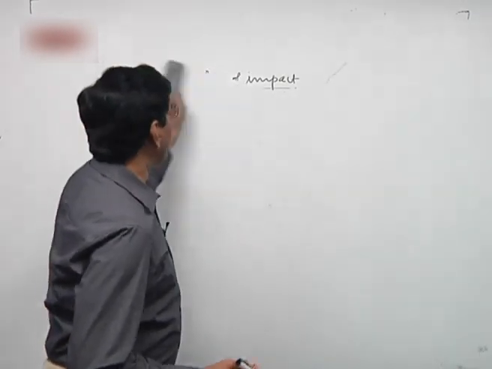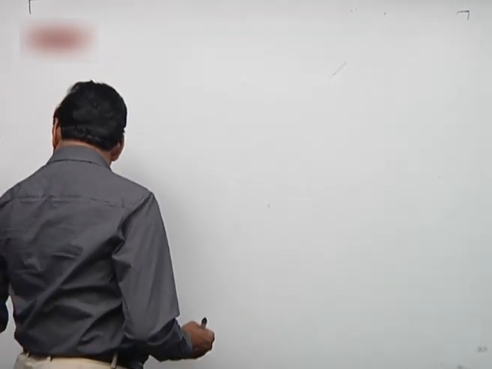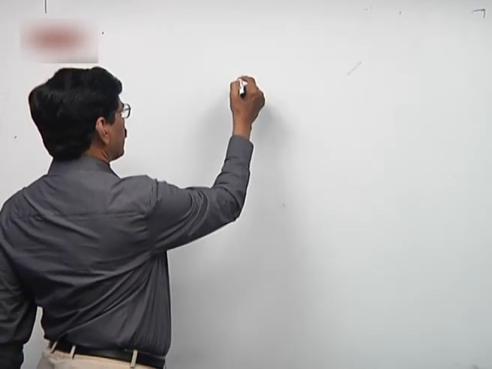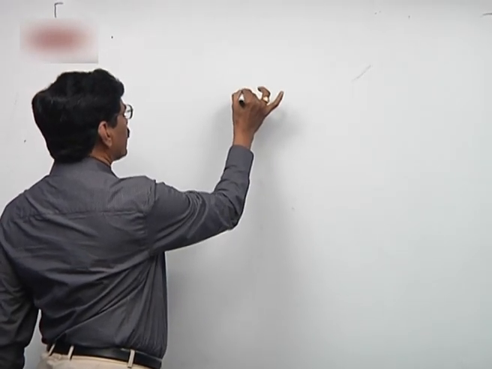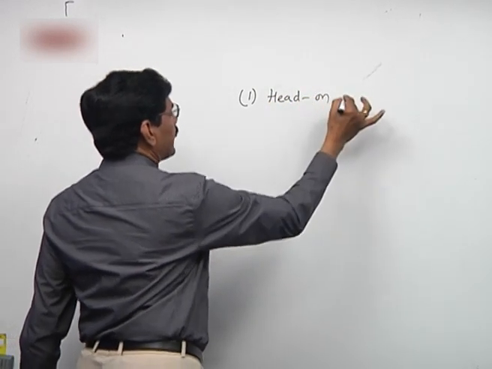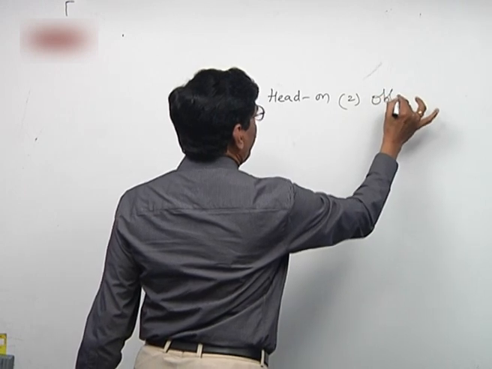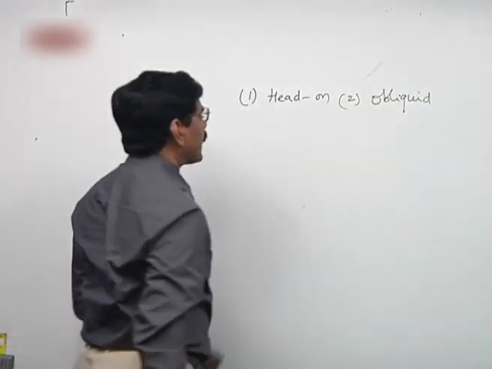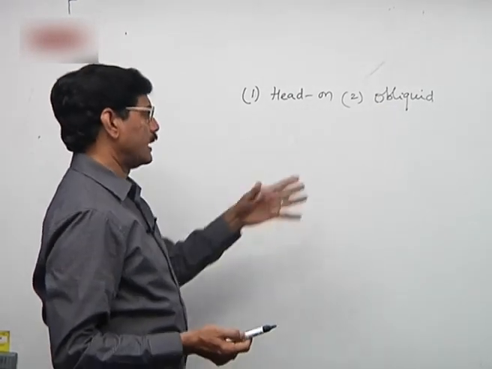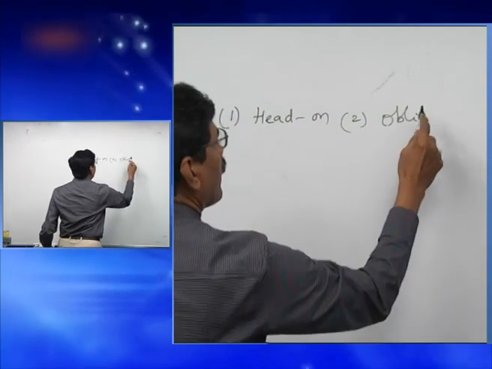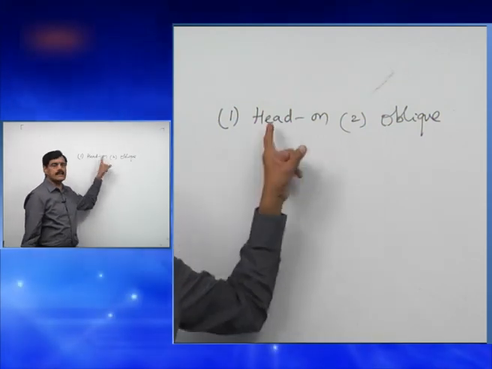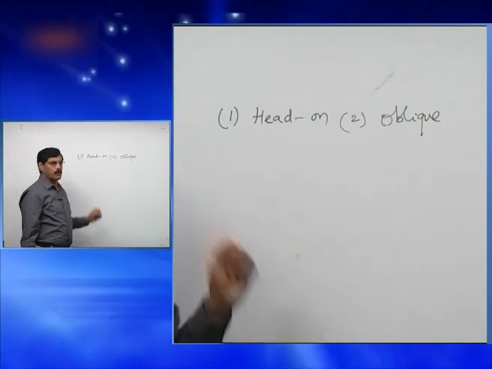Based on the line of impact, we have a classification of collisions. The broad classification is, one is head on, second one is oblique. Head on collision is also called direct collision. Oblique collision is a two or three dimensional oblique collision. So collision is head on or oblique, and this classification is based on the line of impact.